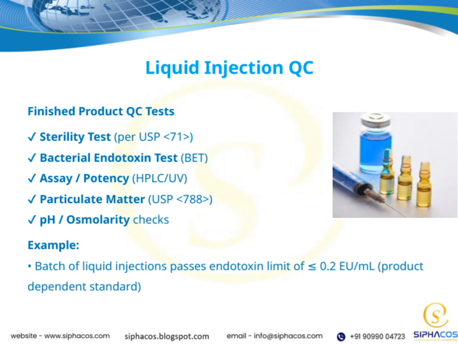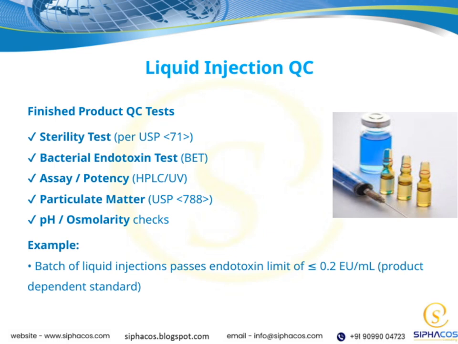This is essential to confirm that the product is free from any microbial contamination before it reaches patients. Next, we conduct a bacterial endotoxin test, or BET, which checks for pyrogens that could cause fever or adverse reactions. Ensuring endotoxin levels are within acceptable limits is vital for patient safety.